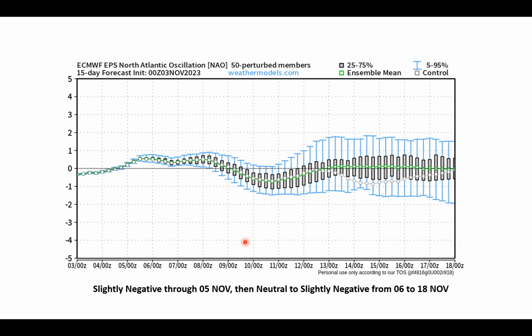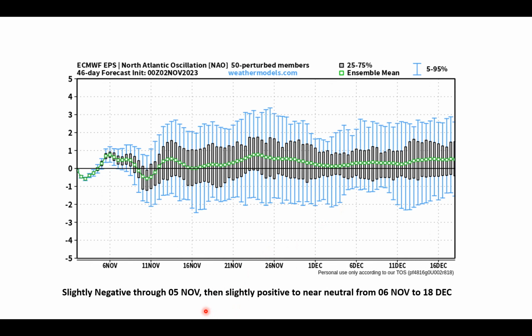Let's look at the forecast now. European EPS NAO, 50 perturbed member forecast, showing slightly negative NAO through 5 November, just a couple days out. By Sunday, we're expecting it to transition to neutral conditions for a bit through about the 9th of November, then drop back negative for the NAO. Neutral to slightly negative overall, though, from the 6th to basically the 18th of November, according to this model for NAO.